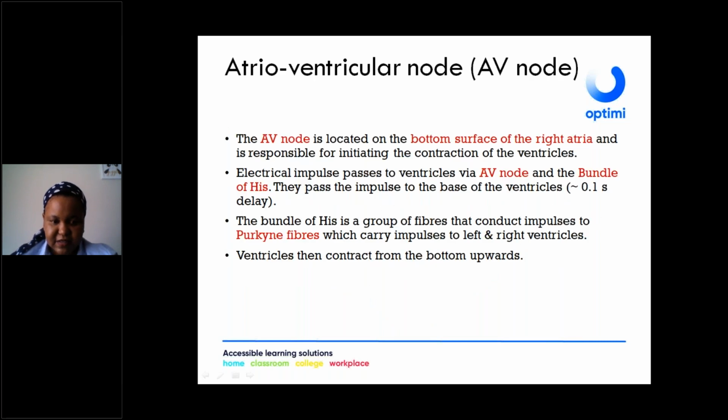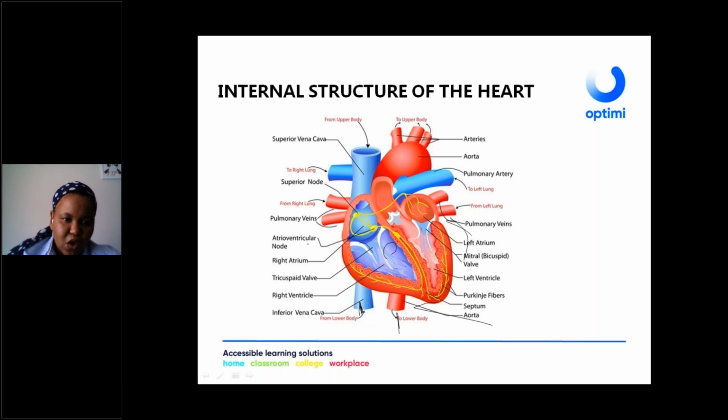Let me just go back to my heart here. So when deoxygenated blood travels into the atrium, as soon as the atrium becomes filled with blood, these valves will start to open. Okay, when it's filled with blood, it will contract. When it contracts, these valves will open, and then blood will be taken into the ventricle. As soon as it gets into the ventricle, the valves will close so that blood does not flow back into the atrium. Okay, so I'm going to repeat that.